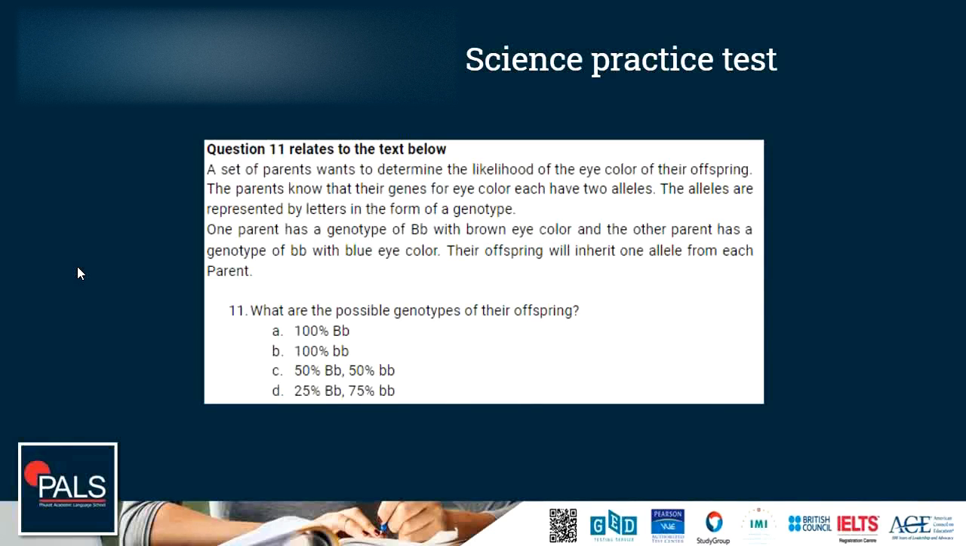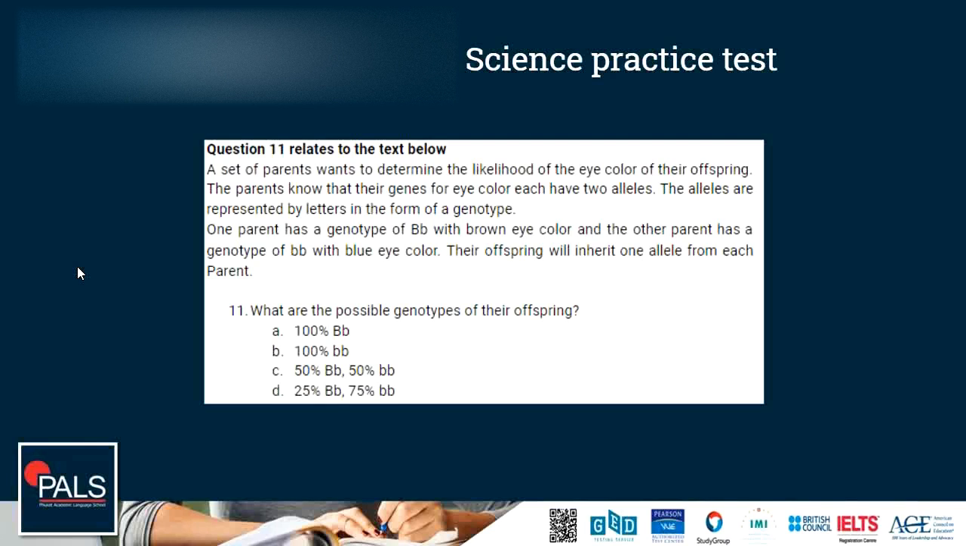Question 11 relates to the text below. A set of parents wants to determine the likelihood of the eye color of their offspring. The parents know that their genes for eye color each have two alleles. The alleles are represented by letters in the form of the genotype. One parent has a genotype of big B small b with brown eyes, and the other parent has a genotype of small b small b with blue eye color. Their offspring will inherit one allele from each parent. What are the possible genotypes of their offspring?